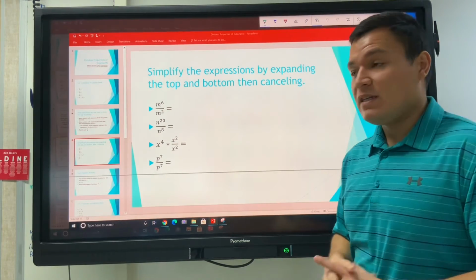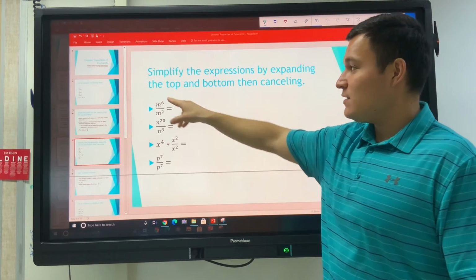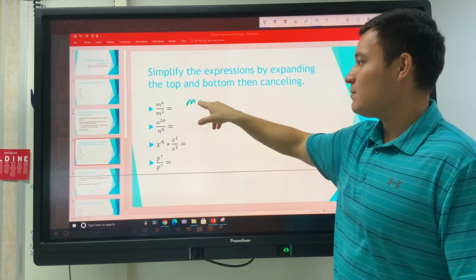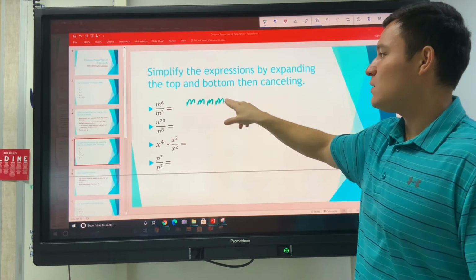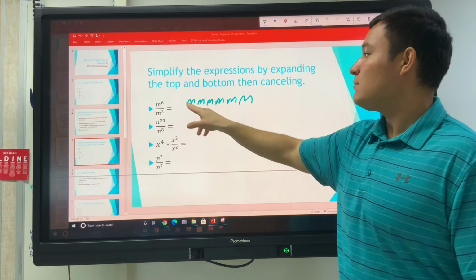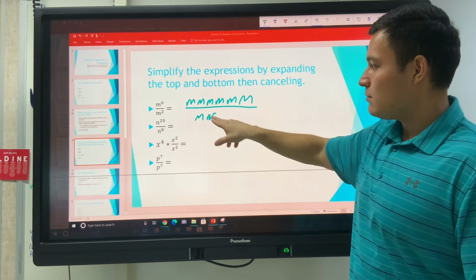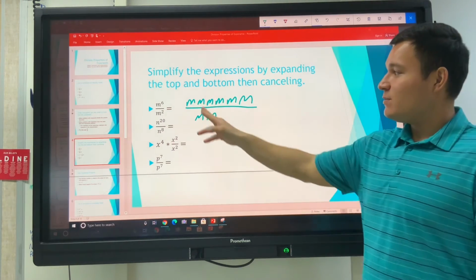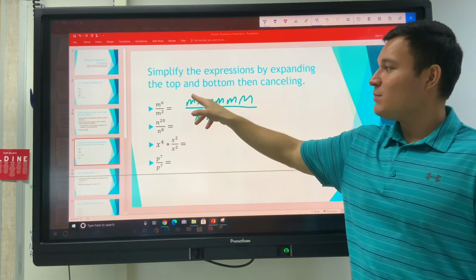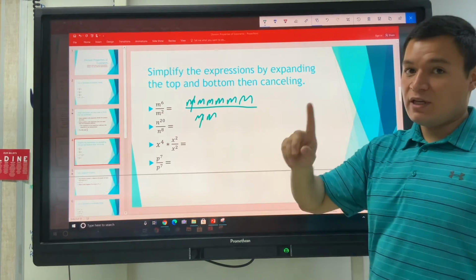Remember, by expanding, I mean, if that's m to the 6th power, that means m, m, m, m, m, m, divided by m squared. Once it's expanded, if you see the same thing on the top and the bottom, they're going to balance out and make the number 1.